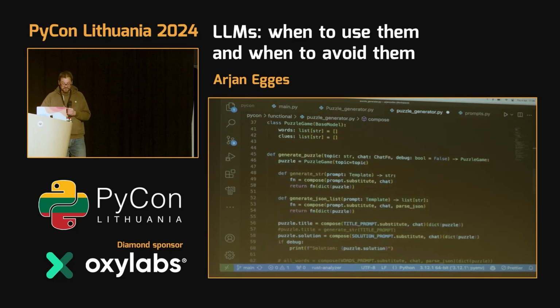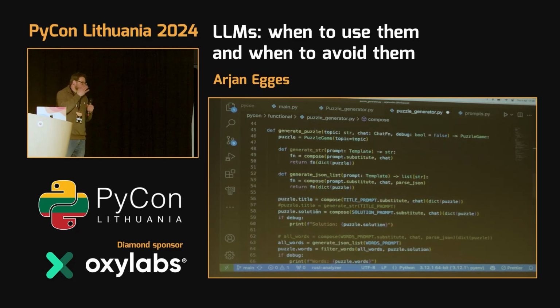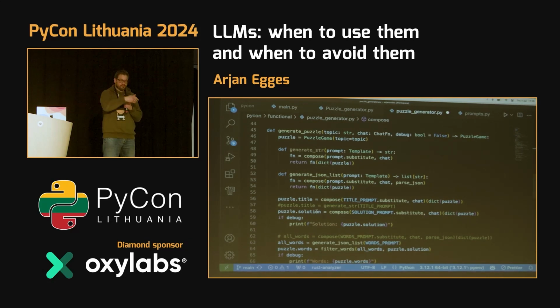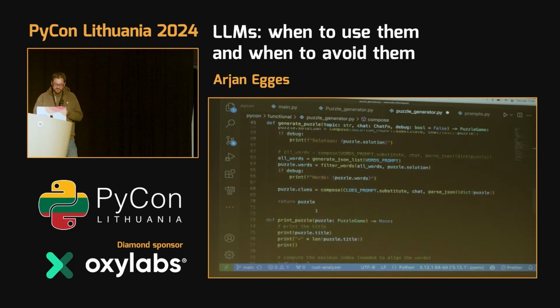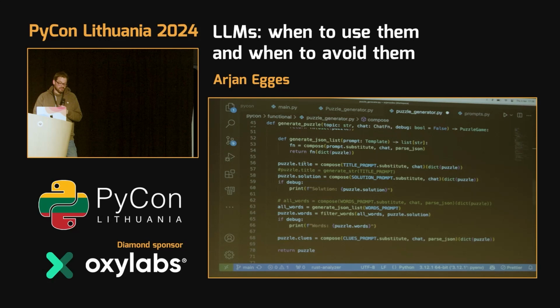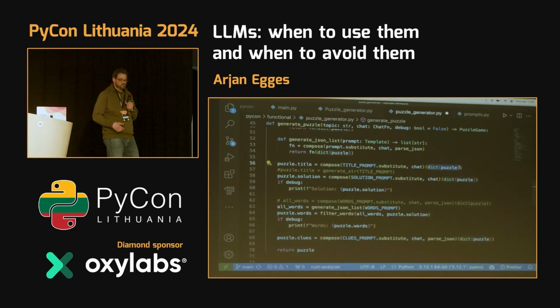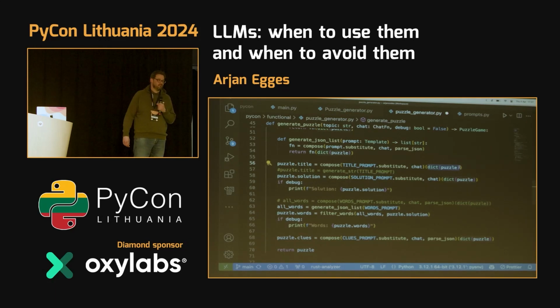So that's function composition. It's not agreed whether that should always go from left to right or from right to left. In this case, we're going from left to right because it's a bit easier to understand. And I'm using that here, for example, to generate the title. So I'm making a function composition of the substitute function of the title prompt and the chat function. And I'm supplying it with a dictionary version of the puzzle so that the template can apply those values.